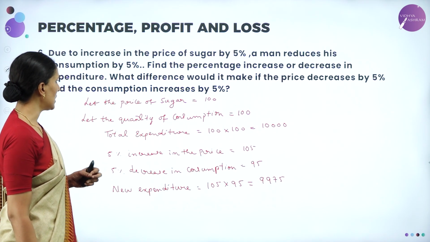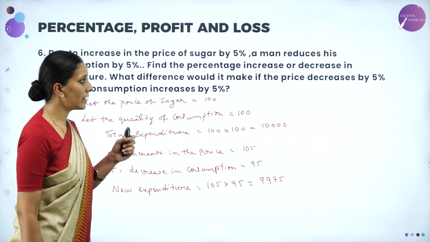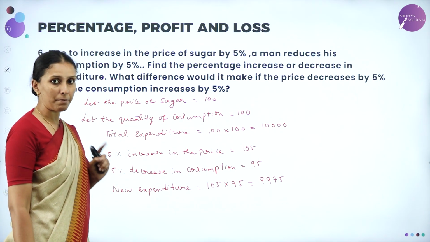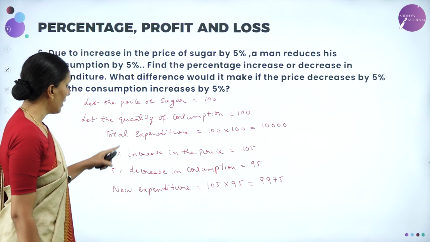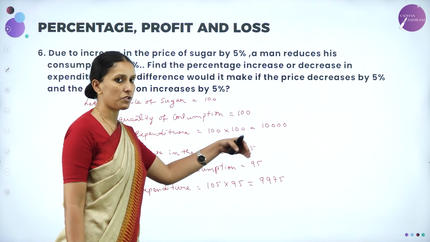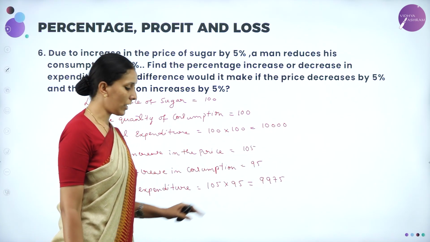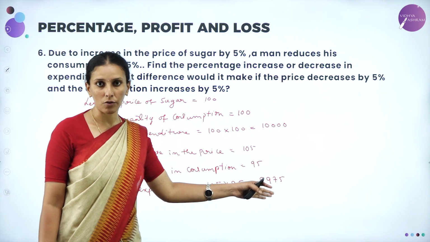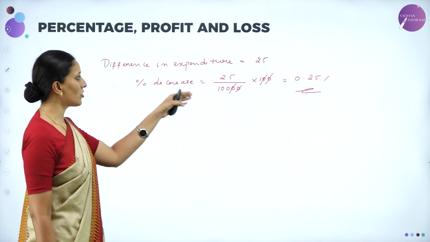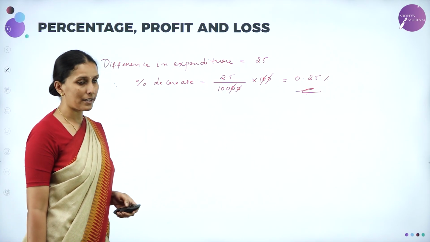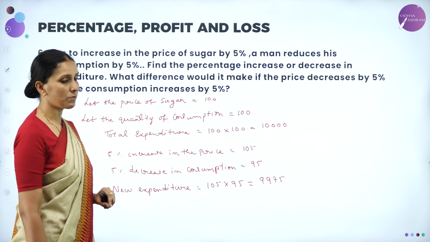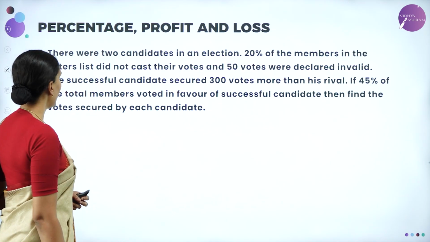So now they have asked us what happens if there is a decrease in price by 5% and an increase in consumption by 5%. It's the same, because here the decrease in price gives you 95 and the increase in consumption gives you 105. Again, after multiplication, the new expenditure still gives 9,975. So therefore, there will be a percentage decrease of 0.25% even when the price decreases by 5% and consumption increases by 5%. Next question.